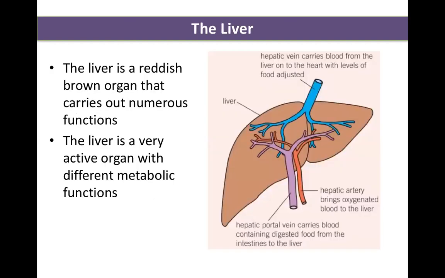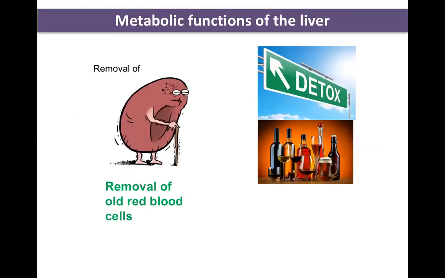So, the liver is the reddish-brown organ in our body that carries out numerous functions. And the liver is very active, and it has lots and lots of different metabolic reactions that occur in it. So the important ones are the removal of old red blood cells and the detoxification of poisons such as alcohol. So some alcoholics might find that they get some diseases of the liver. They might get things like liver cirrhosis because that increased toxin and that increased use of the liver to break down those toxins creates a lot of damage.